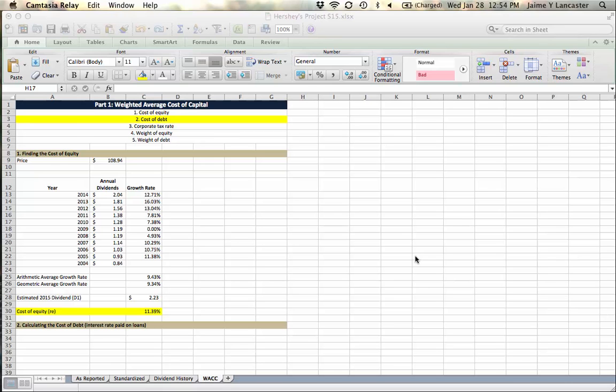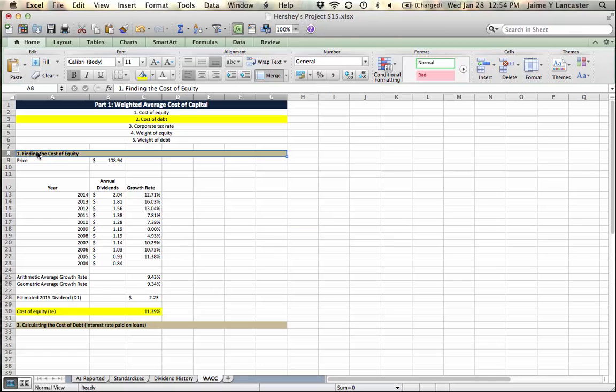So the weighted average cost of capital is based on the required rate of returns for shareholders and lenders. It's basically what rate of return do you need to give to your owners and what rate of return do you need to give to the people or the companies or the banks that lend you money.